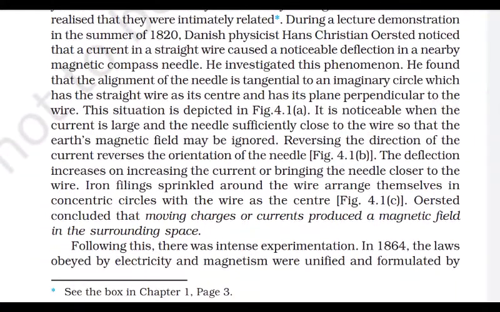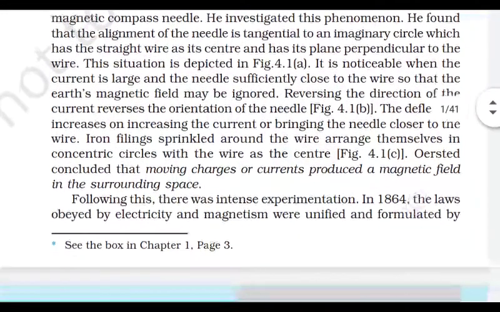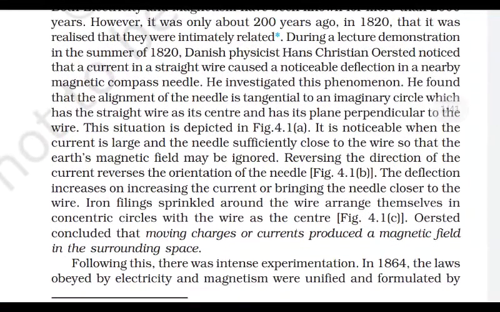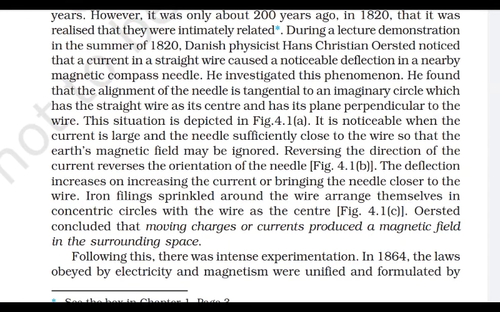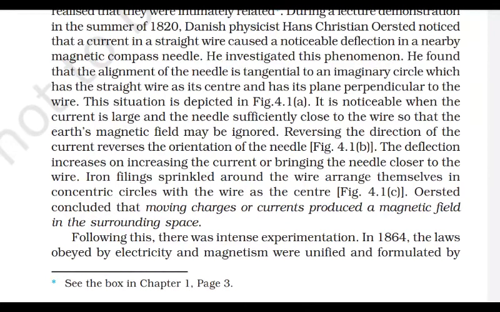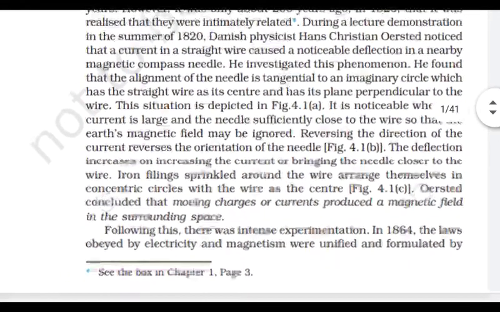He found that the alignment of the needle is tangential, that we have done. It is noticeable when the current is large and the needle is sufficiently close to the wire, so that the earth's magnetic field may be ignored. Reversing the direction of current reverses the orientation of the needle. If it is clockwise, then it will turn anti-clockwise. Deflection increases with the current and on bringing the needle close to the wire.